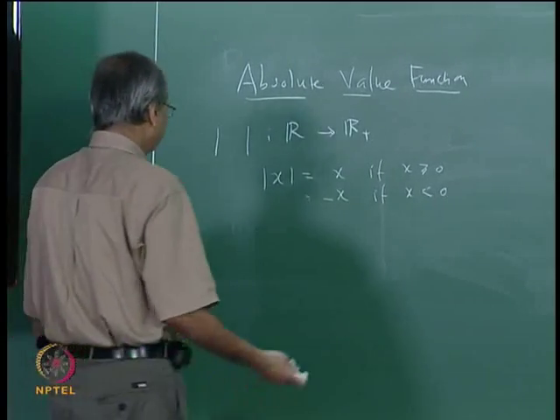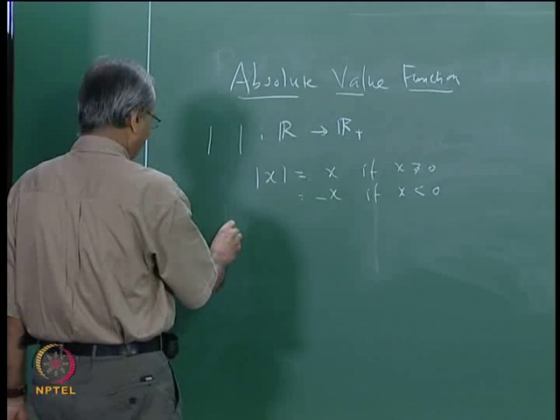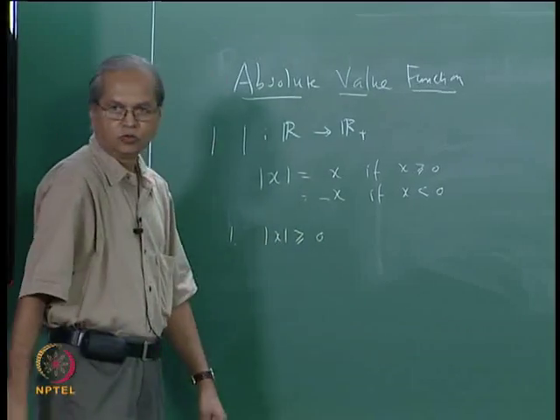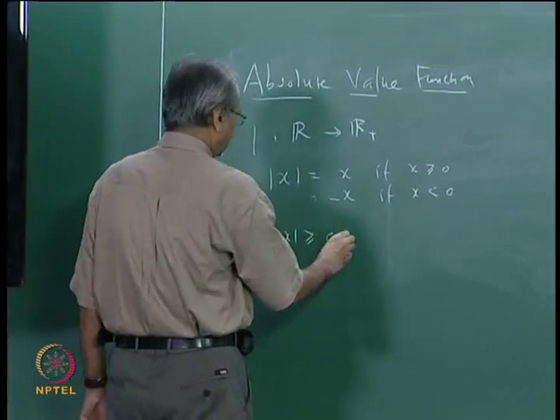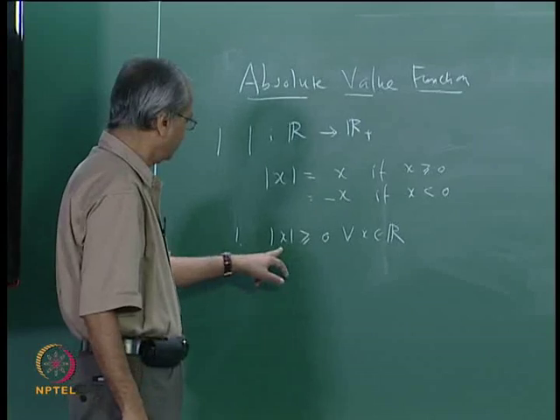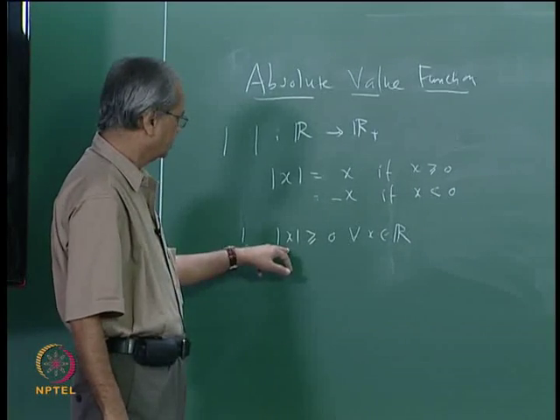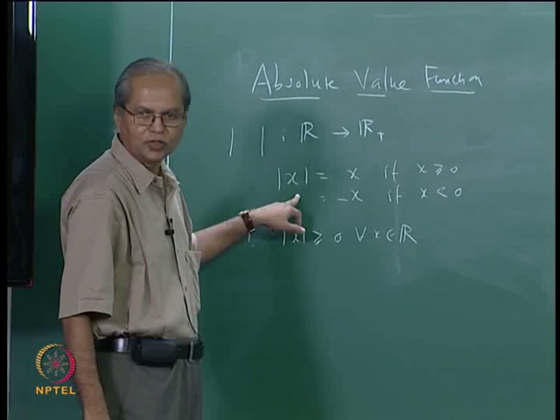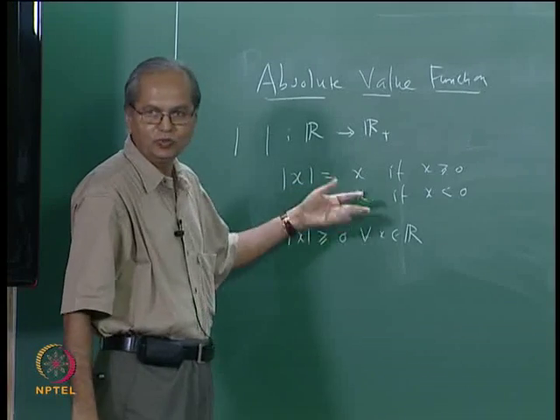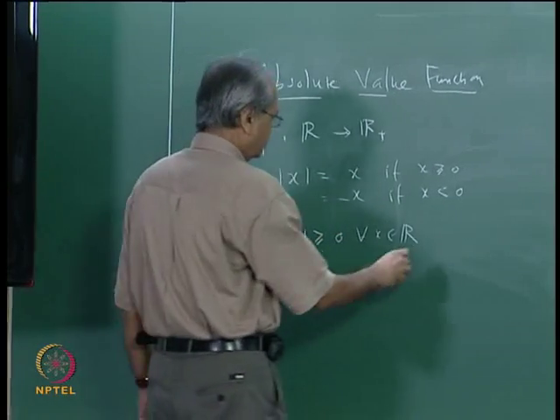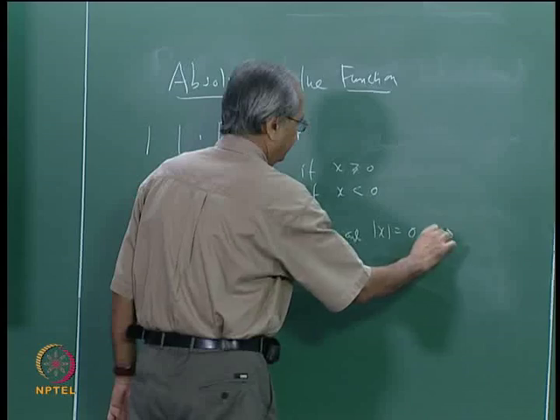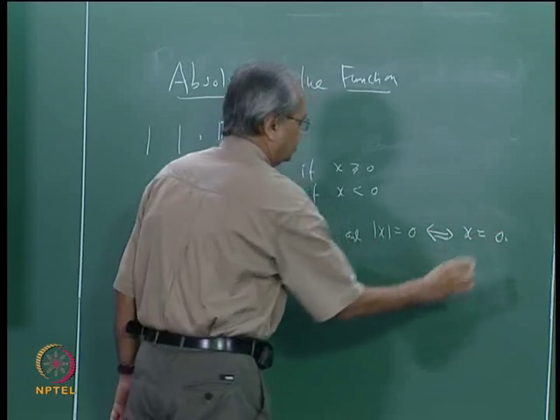And then it is fairly easy to prove some of the well known properties of this absolute value function. One is that the absolute value function is always bigger than or equal to 0, for all x in R. And it will be 0 if and only if x is 0, there is no other possibility, because x is to be 0 or minus x to be 0, in both cases it means x is 0. So the absolute value of x is 0 if and only if x is equal to 0.